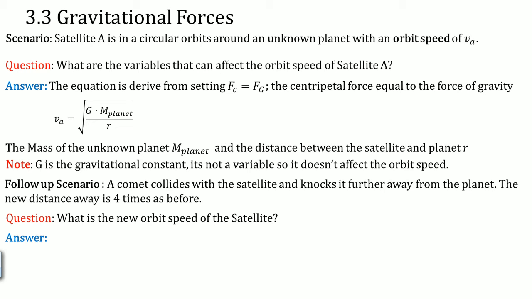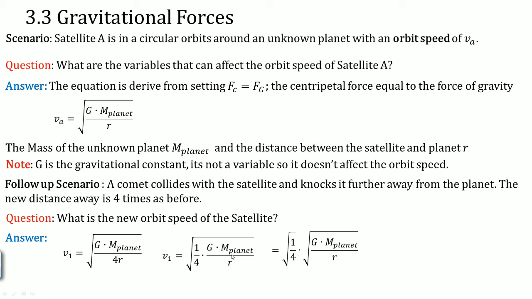Here's the answer. The new velocity, I'm going to call that v1, is equal to the square root of big G times the mass of the planet divided by 4r. The 4r represents the distance away being 4 times as before. Now I'm going to pull out the 4, which is on the bottom, so it just is 1 over 4 times everything else. Notice that I can now split this using my properties of exponents and radicals.